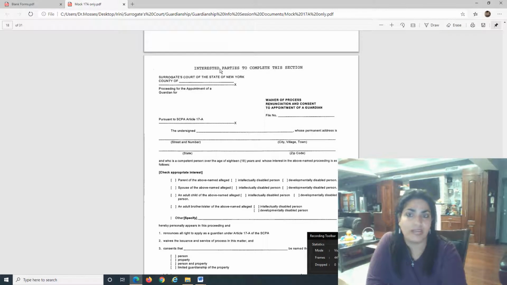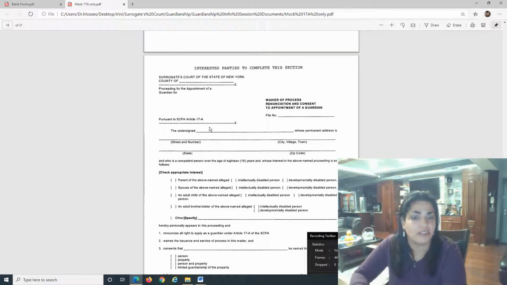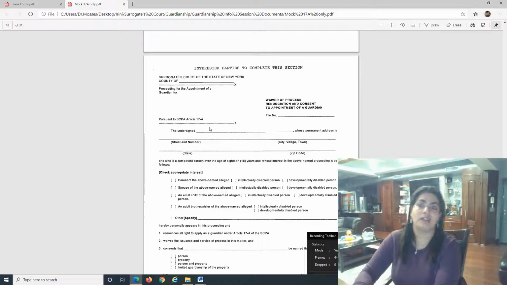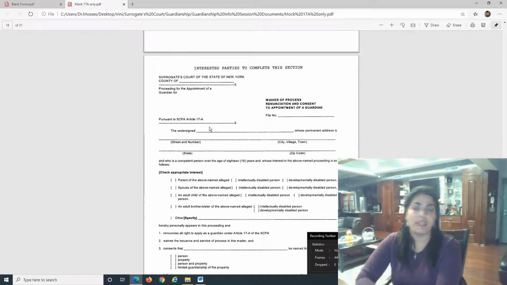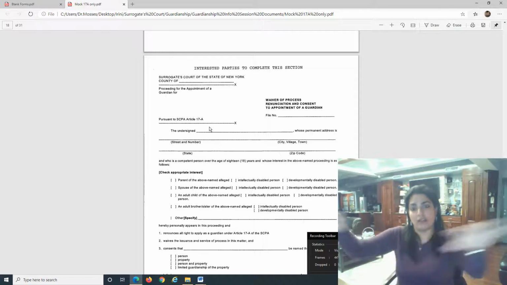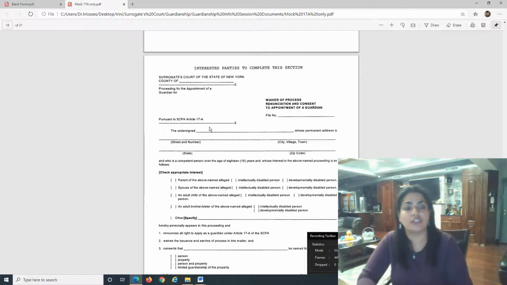So same thing here: county, Richmond, guardian, the respondent's name, the undersigned, the name of the person filling this out. So this would be any interested party. If you have parents and the respondent has siblings, every sibling has to fill this out if they're 18 years or older. If you have grandparents, the grandparents have to fill it out. Grandparents on the other side have to fill it out. If you have an aunt or an uncle, all the aunts and uncles then have to fill it out. So it's everybody on that same playing field, as well as anybody that's close to the respondent themselves.